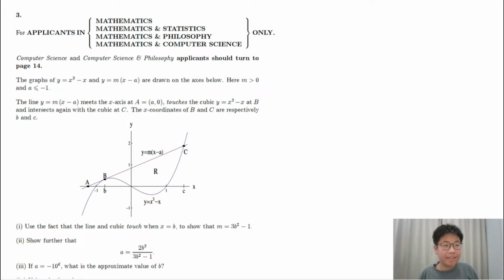Today we are going to do question 3 of 2011. So, we have a graph. What's the graph? y equals x cubed minus x. As per normal, here m is greater than or equal to 0 and a is less than or equal to -1. What does this mean?